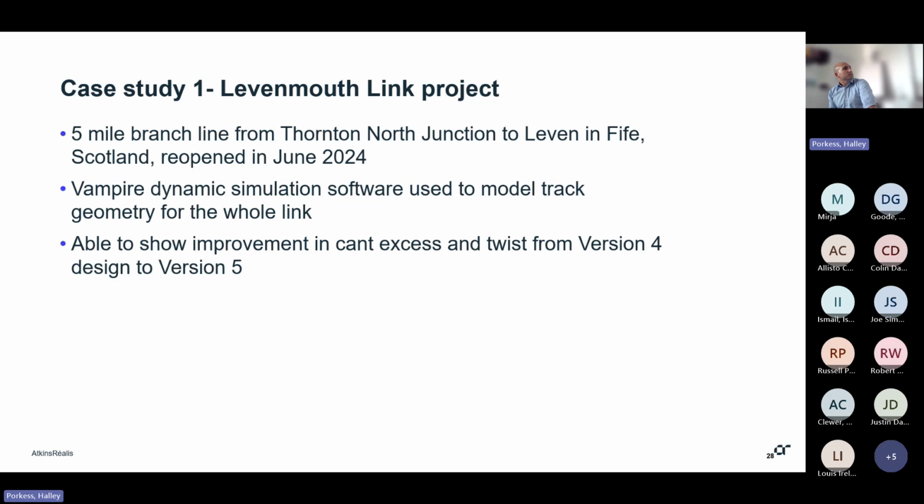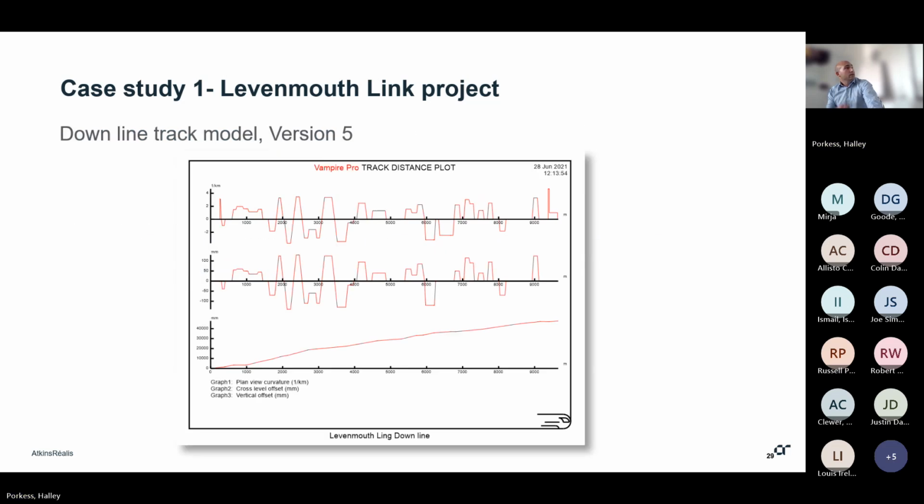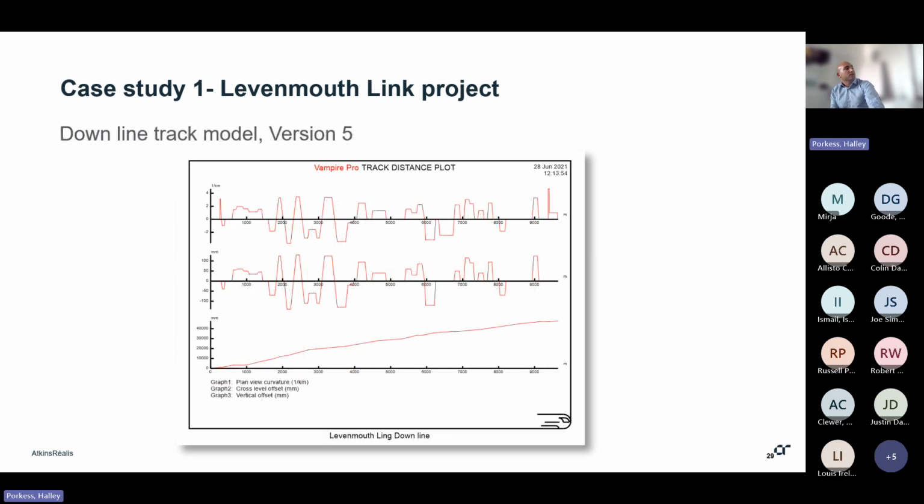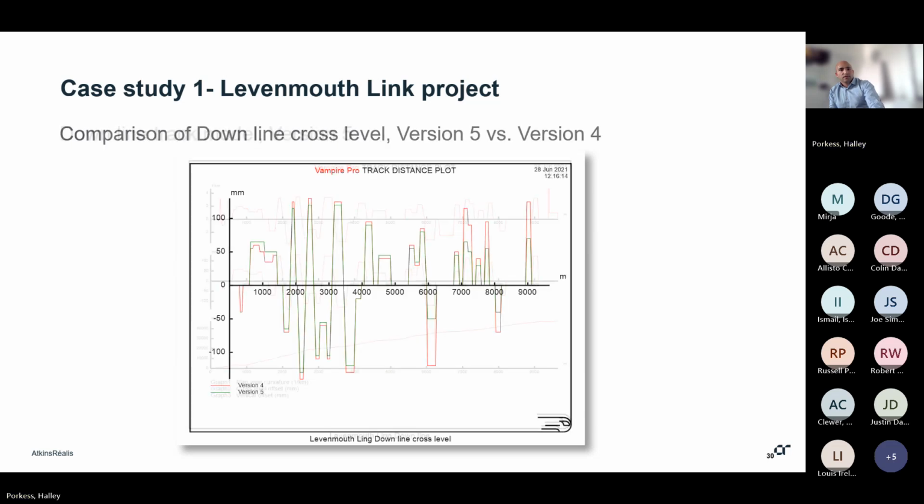He was able to show that the final iteration showed a reduction in cant excess and twist. And that's a plot of the final version. Here we can see version 4 and version 5. Version 4 is in red and version 5 is in green. The reduced installed cants mean that when trains are running slower, there's less cant excess.